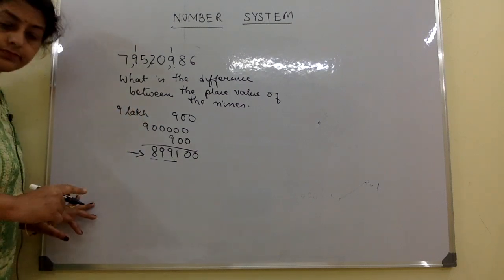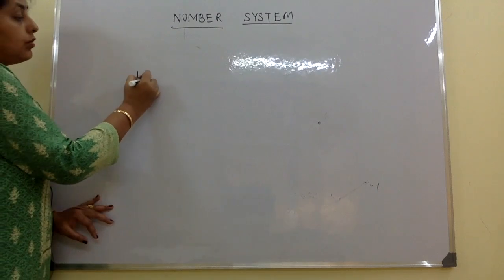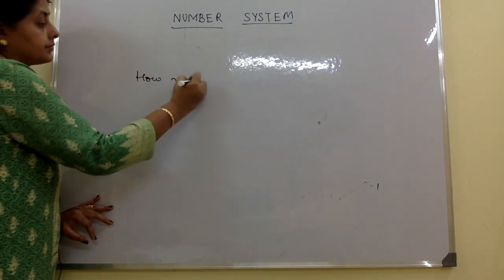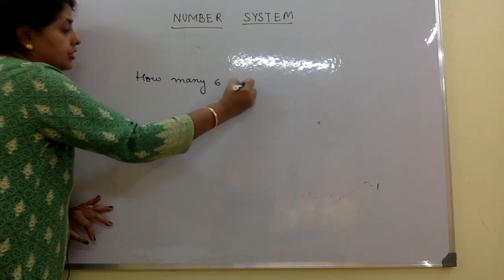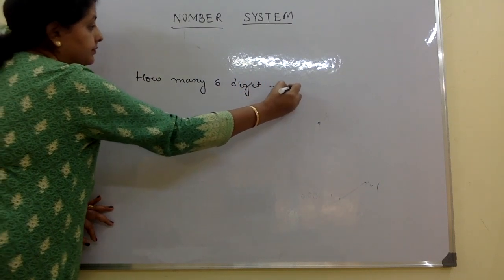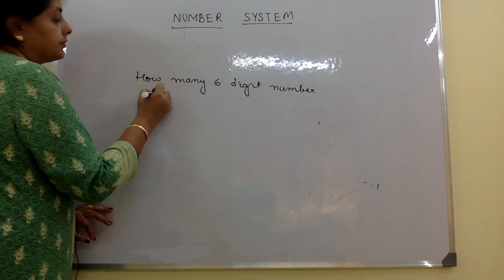Okay. So how many 6-digit numbers are there in all?